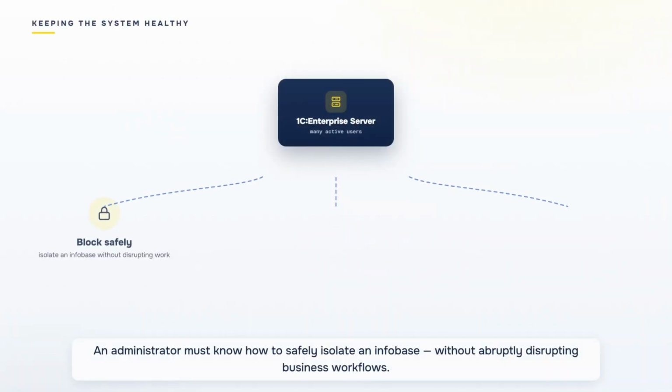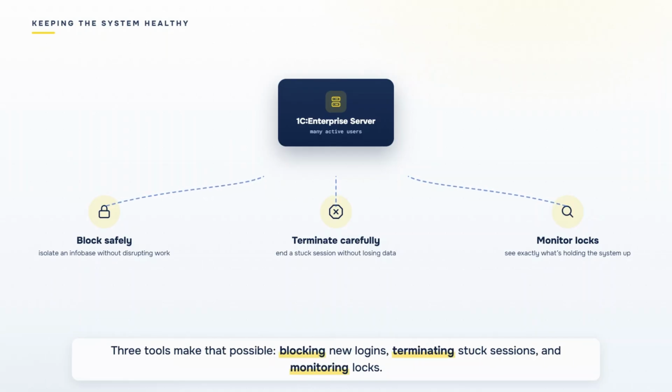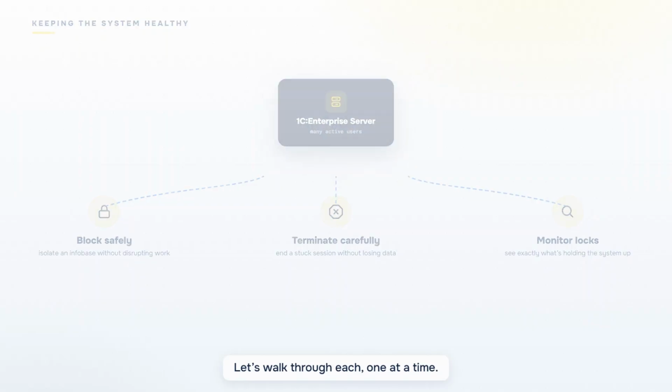An administrator must know how to safely isolate an infobase without abruptly disrupting business workflows during maintenance, updates, or backups. Three tools make that possible: blocking new logins, terminating stuck sessions, and monitoring locks. Let's walk through each, one at a time.